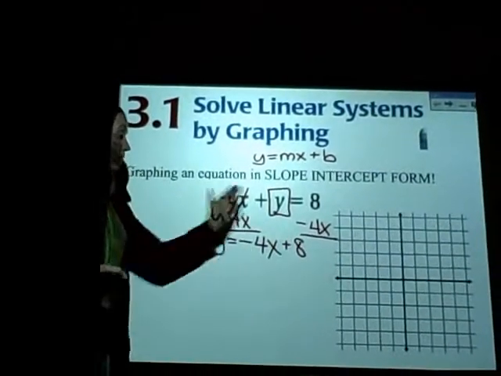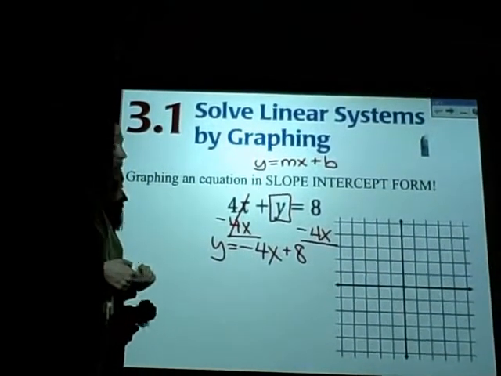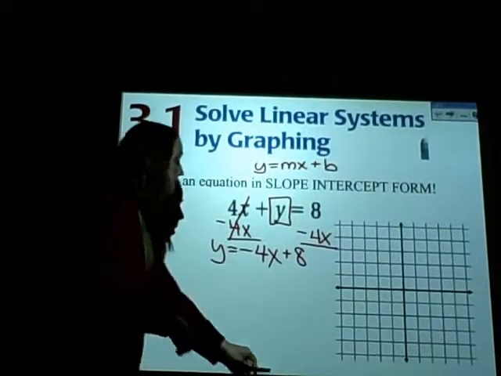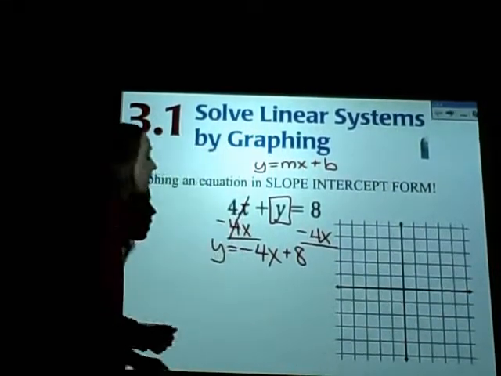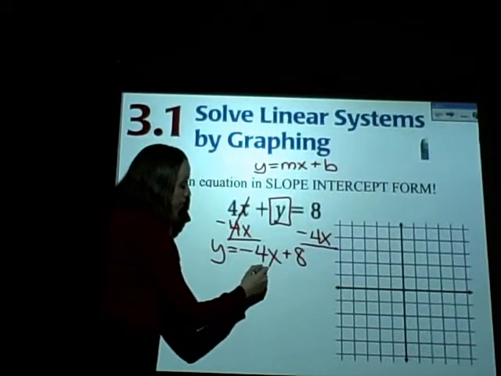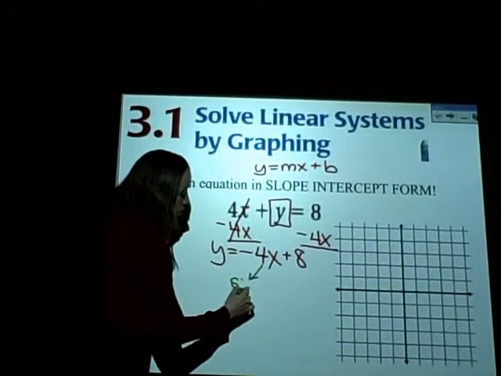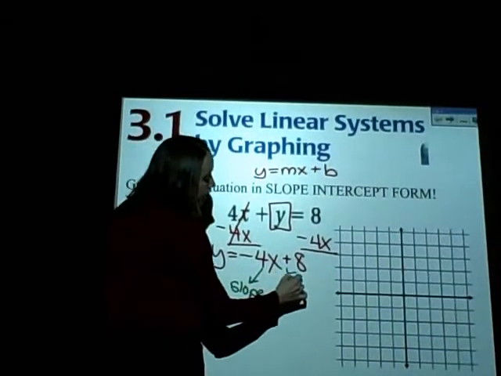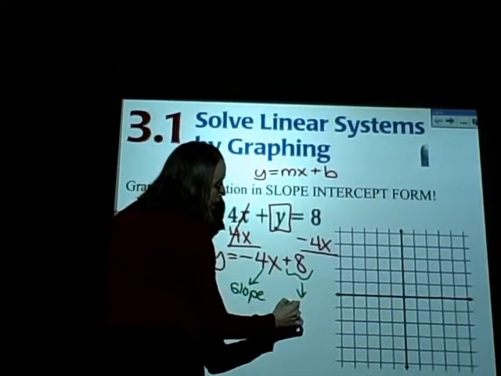So now we have slope-intercept form. We have solved for y, we have a number in front of x, and then a constant at the end. We remember that the number in front of x I'm going to call my slope. That constant at the end here, I'm going to call my y-intercept.